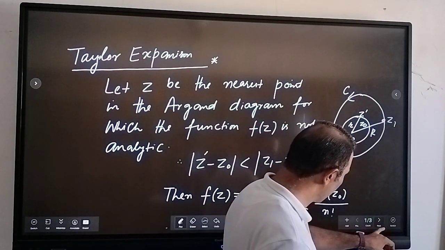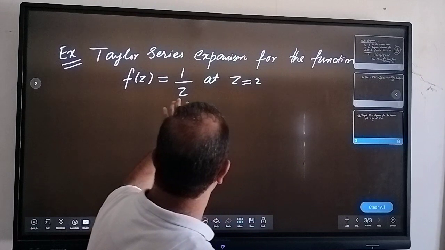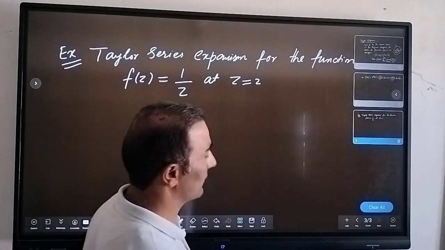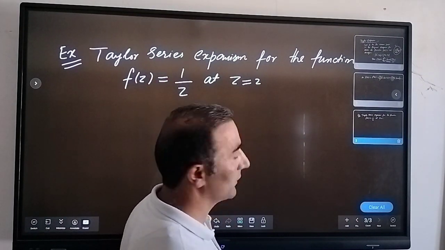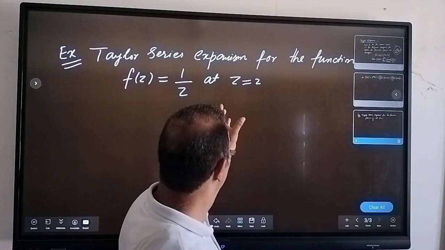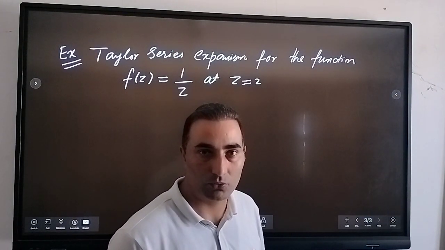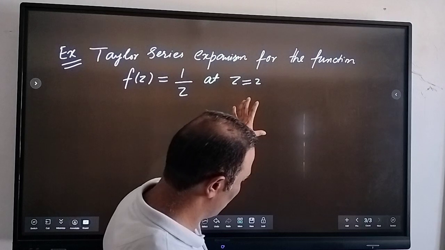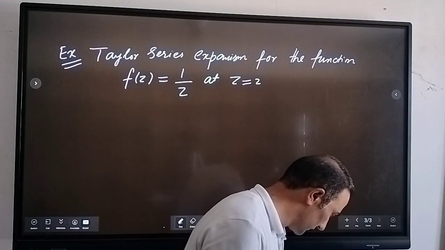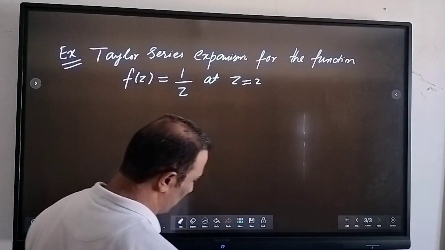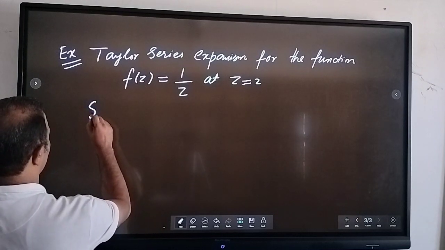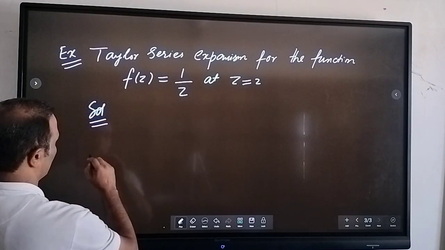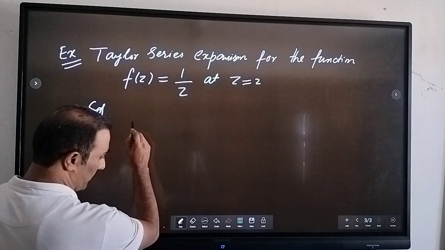So first let's take an example. We'll take this example, where you need to develop the Taylor series expansion for the function f of z equal to 1 by z at z equal to 2. So we need to develop this Taylor series expansion. First, you know that we can write f of z will be equal to.